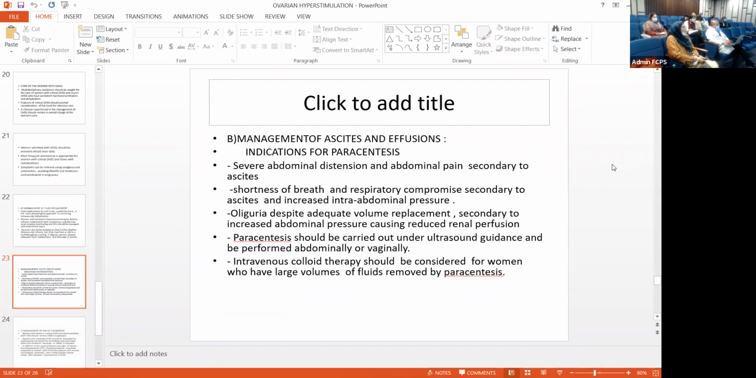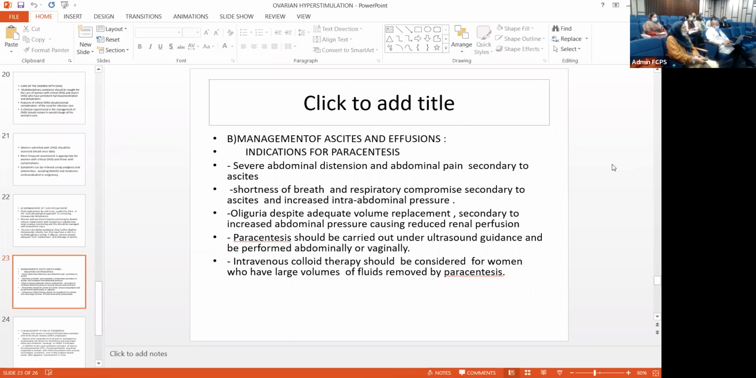Management of ascites and effusions. Indications for paracentesis: severe abdominal distension and abdominal pain secondary to the ascites; shortness of breath and respiratory compromise secondary to the ascites and increased intra-abdominal pressure; oliguria despite adequate fluid replacement, secondary to the increased abdominal pressure causing reduced renal perfusion.